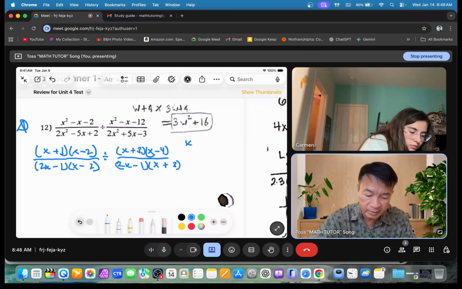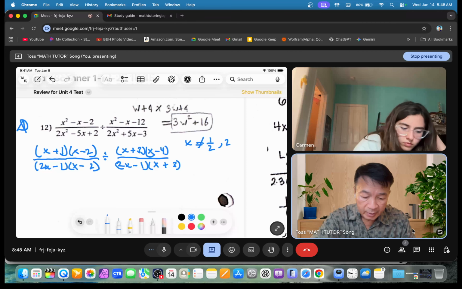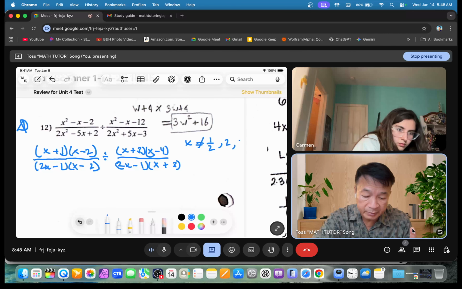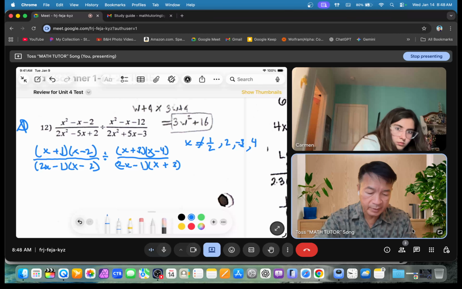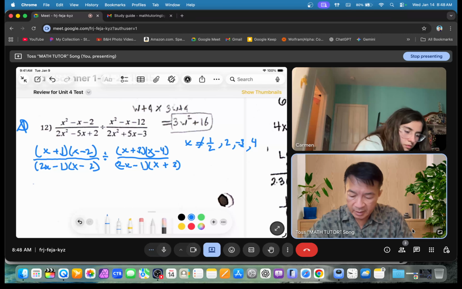So here we go. The restriction. All the restrictions will be positive 1/2, 2. If it repeats, it's fine. Don't worry. You only have to write it once. Negative 3 and 4. This is my negative 3 here, okay? And 4. There you go. All restrictions. And then you could continue on from there.